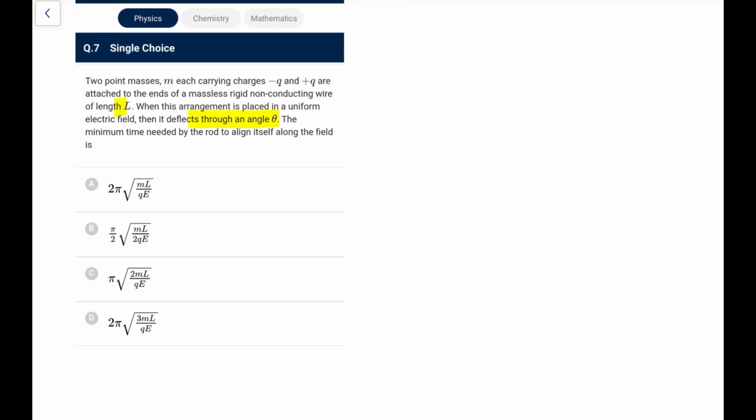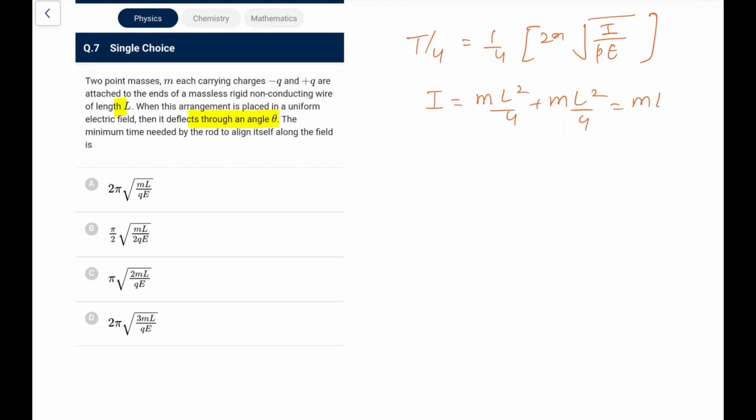So it's basically a dipole, you can simply say, and the time taken would be from extreme to mean, that is T by 4, and T, you are very much familiar, 2 pi under root I by PE. That is what you write. Now what is I here? Because both are at the ends, if we take I about the CM, what we have is ml square by 4 plus ml square by 4. I can write it as ml square by 2.